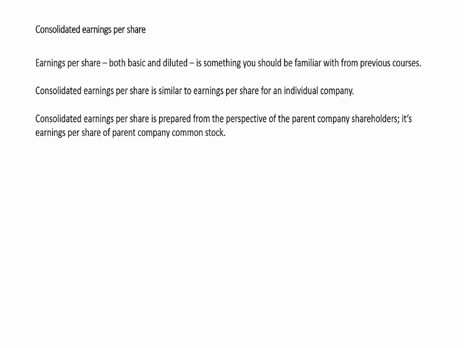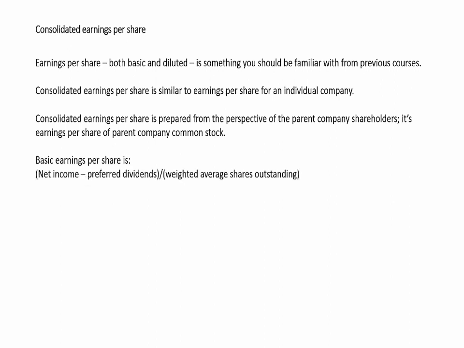Now, consolidated earnings per share is prepared from the perspective of the parent company shareholders. It's earnings per share of parent company common stock. Basic earnings per share is net income minus preferred dividends divided by weighted average shares outstanding. And just as was the case for an individual company, if the preferred stock is cumulative, the preferred dividends are deducted whether declared or not. If the preferred stock is not cumulative, then the preferred dividends are deducted only if the dividends are declared.